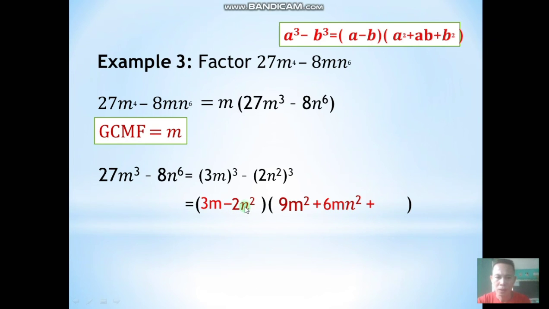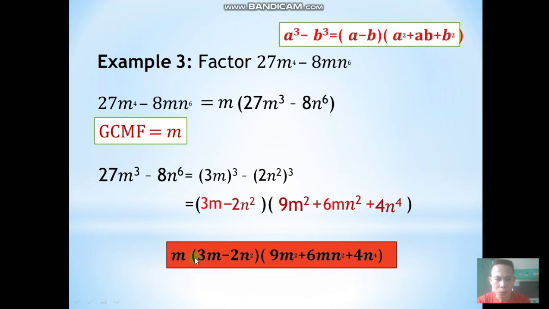Then, how to obtain the last term? Okay, multiply the second term of the binomial factor by itself. So, negative 2n squared times negative 2n squared, that is positive 4n raised to 4. Alright? Then, putting all factors together, we have m, the GCMF, then the binomial factor, and the trinomial factor. Okay? So, this is now the complete factored form of this given expression.